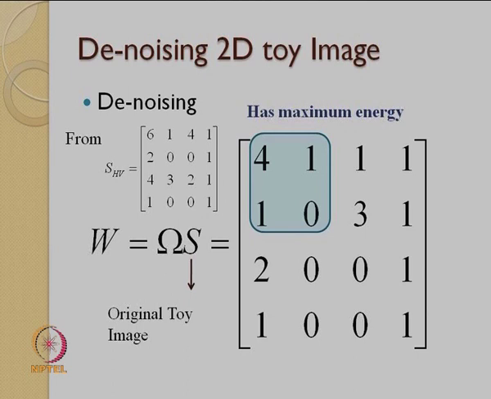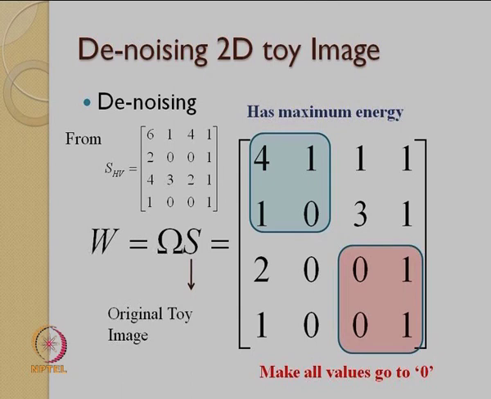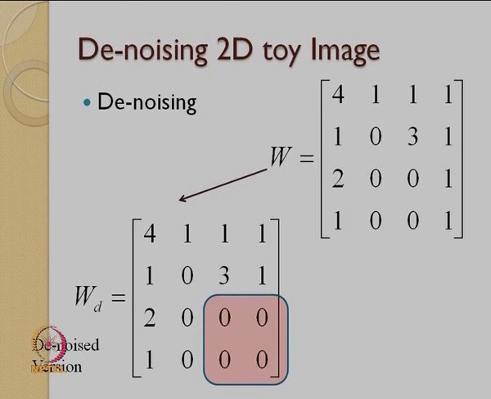Now, let's say I want to do compression of this information. We have already realized from the energy point of view that my approximation values are of great importance, so I cannot touch them. And let's say I come up with this philosophy that for this particular portion in this matrix, I am going to make all the values go to 0, and we will call this W of D. We will also realize why we are doing this. This is the difference between W and W D, and it is called W D because this is the denoised version. And using this W D, now we will calculate the inverse transform.